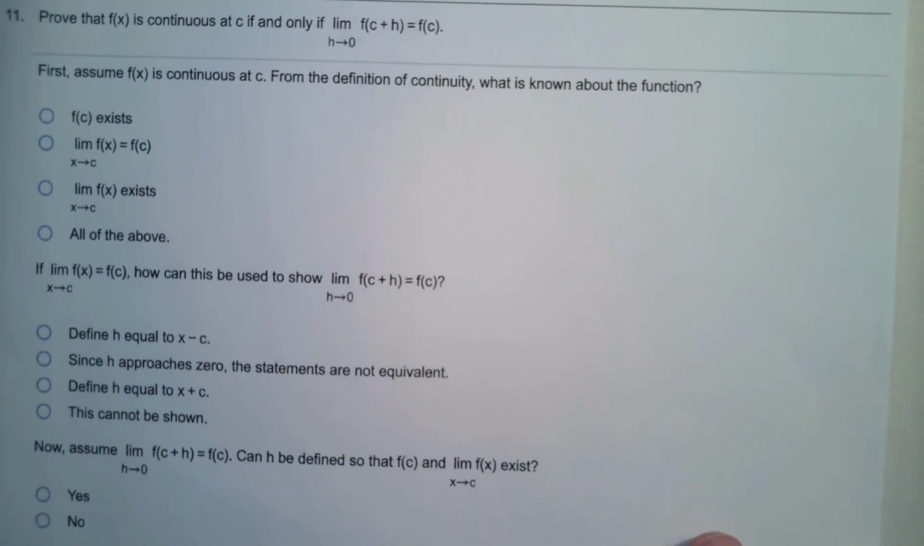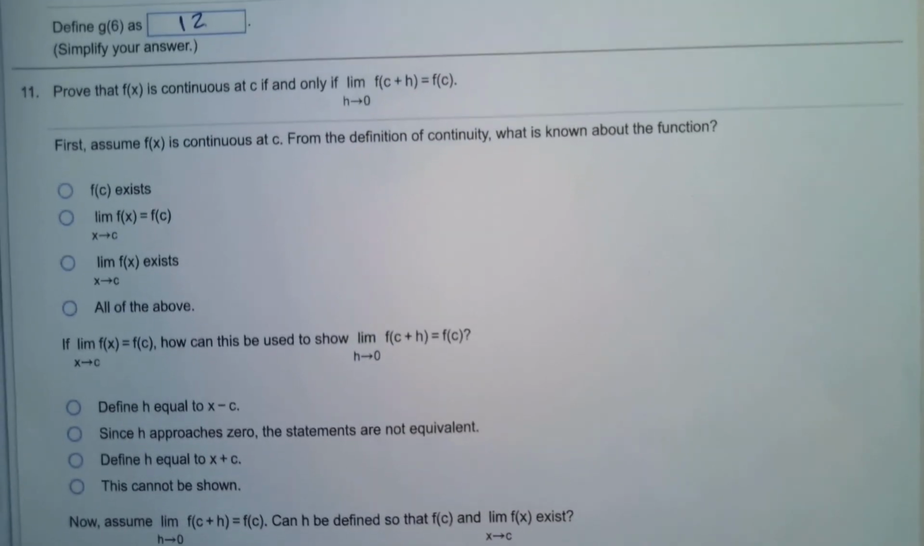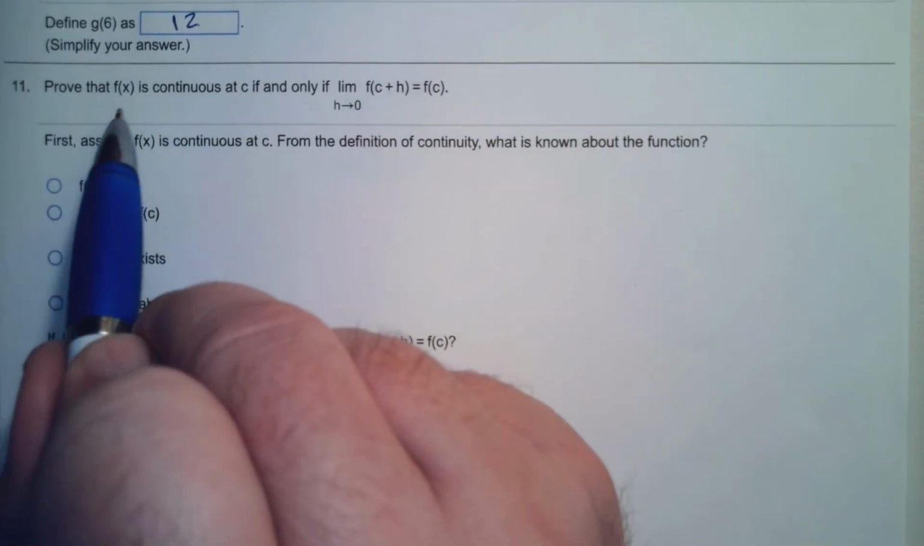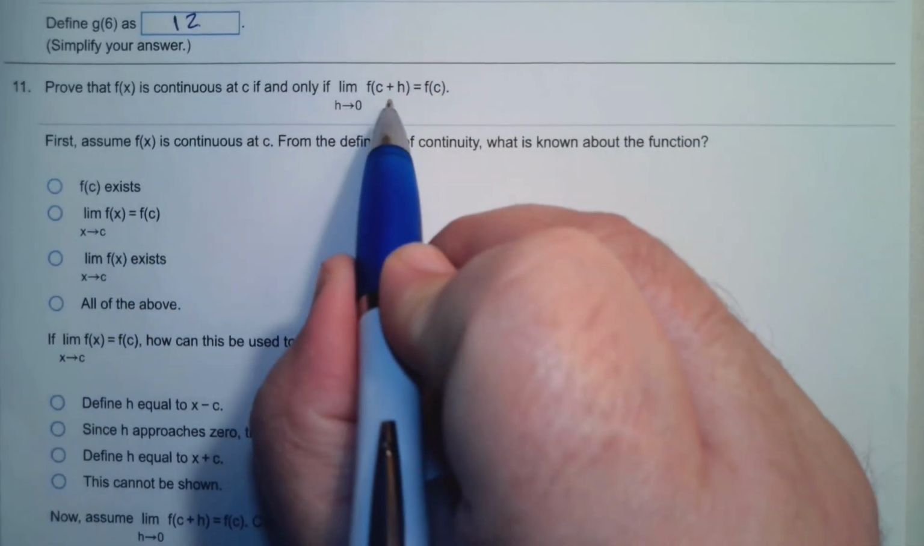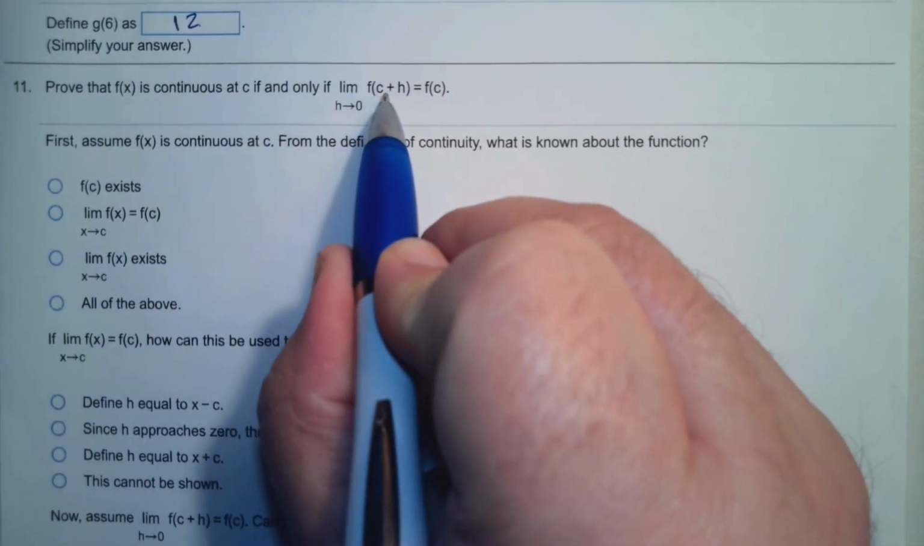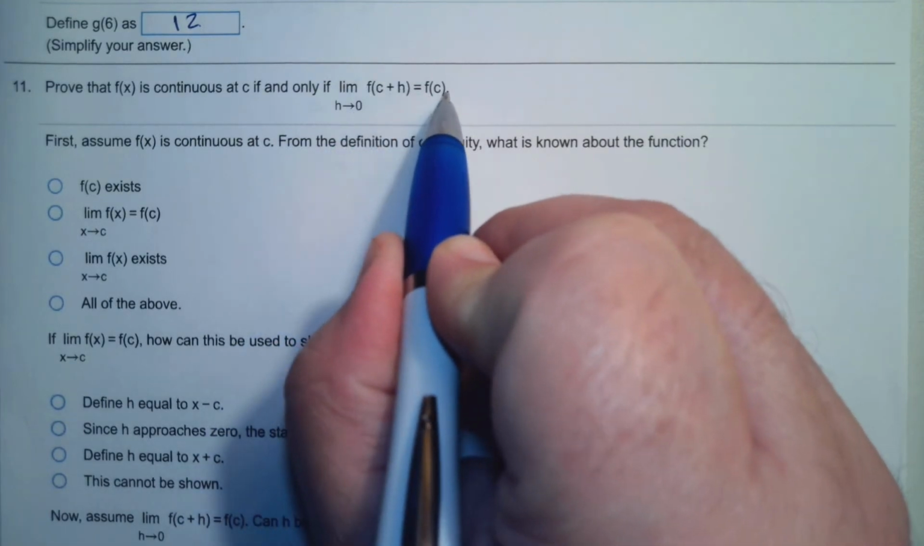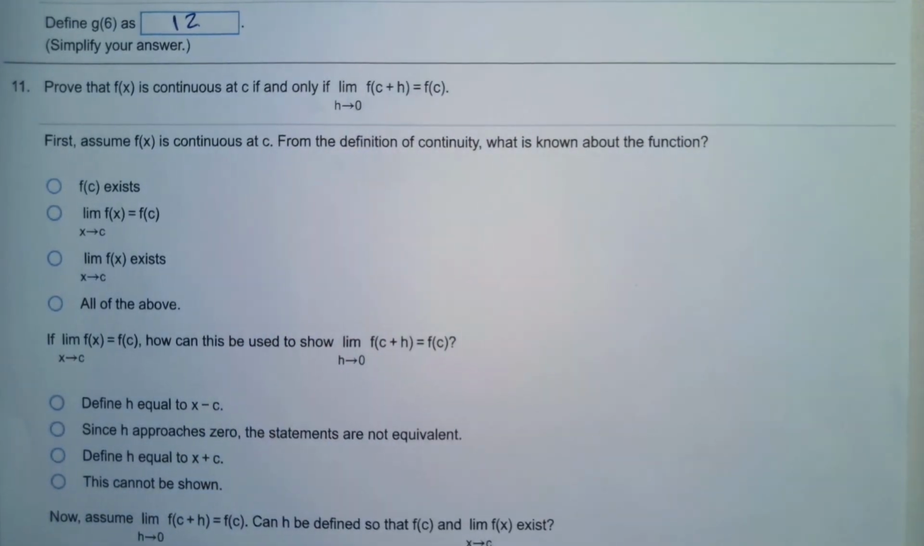Number 11. Prove that f of x is continuous at c if and only if the limit of f of c plus h is equal to f of c as h goes to 0.